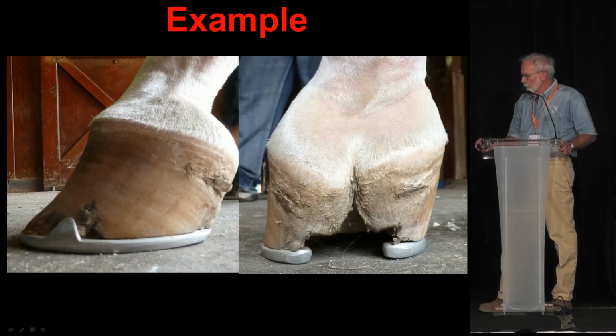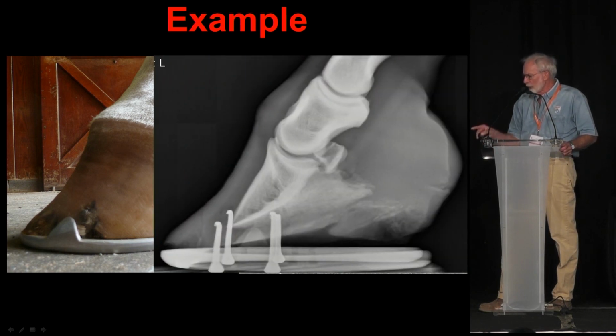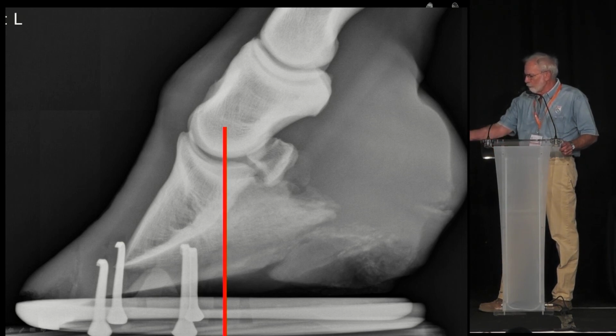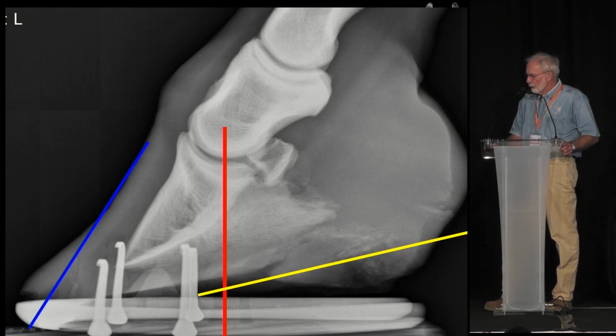Okay? If you remember the picture, there's no frog. Now look at the radiograph. There's still no frog. Okay? So we're going to trim this foot. There is the middle of the foot, the widest part of the foot, right in front of that. Okay? We're going to do our trim. We're going to get rid of that flare in the front.